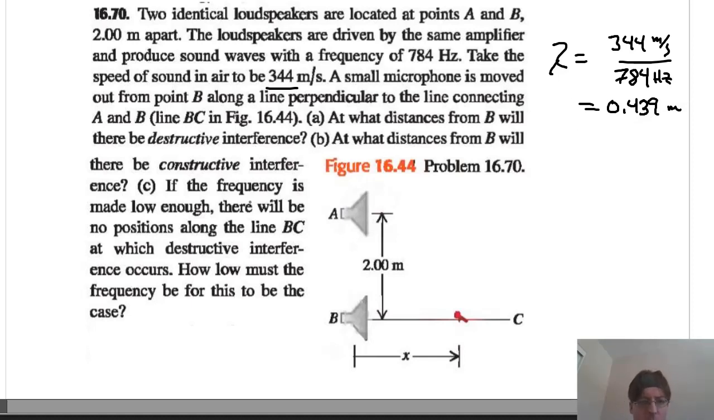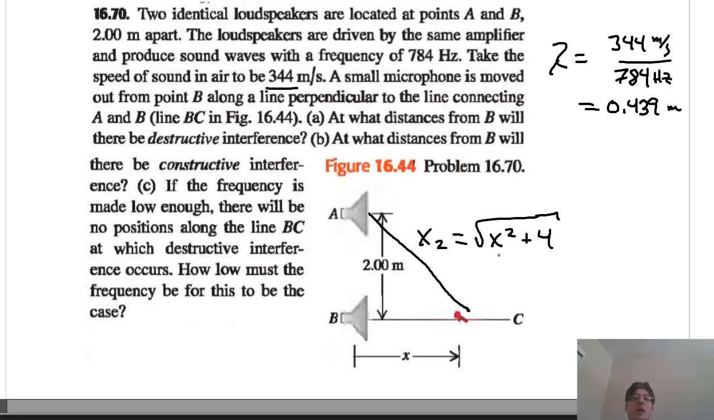Okay, so as usual in these problems, what matters is the path difference that the waves take. From speaker number 1, speaker A, that's this path, which is the hypotenuse of a right triangle here. This is x. This distance is x2, which is, by Pythagorean theorem, equal to the square root of x squared plus 2 squared, or 4.